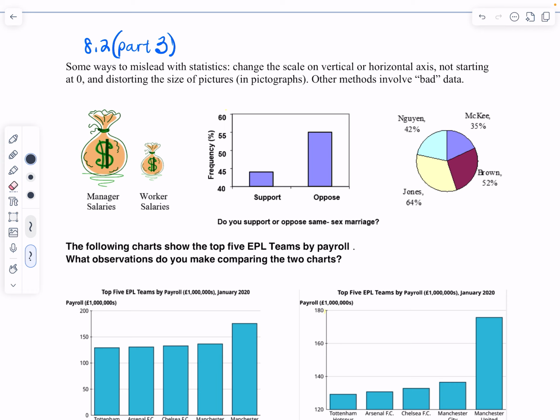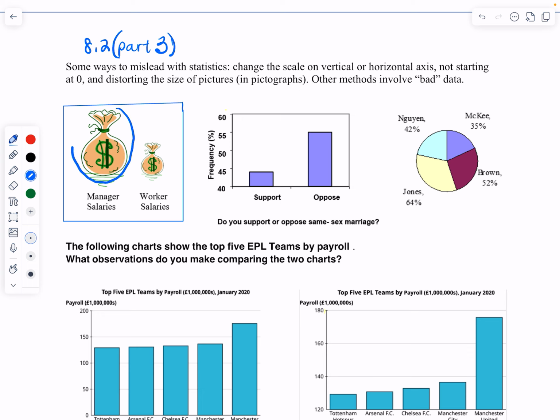So the first example here, we're looking at manager salaries and worker salaries. And if we look at the pictograph, you can conclude that the manager's salaries must be way more because that picture of the money bag is much, much bigger than the worker's salary. This may or may not be true, but the way this is depicted, it looks like there's a big difference. So let's check out the second one.